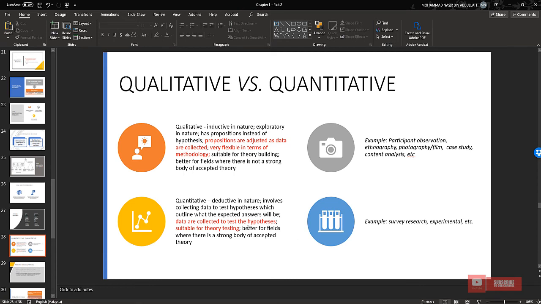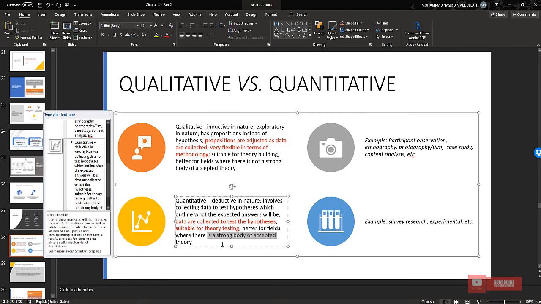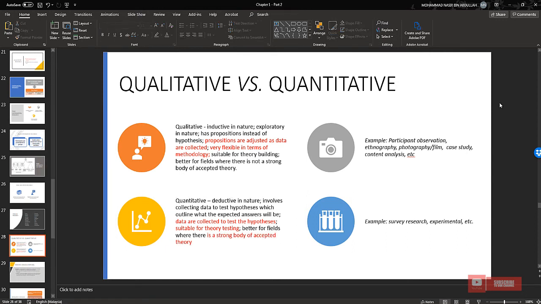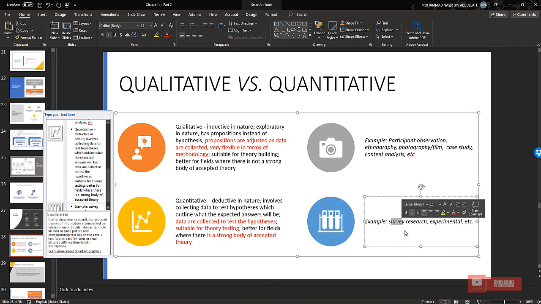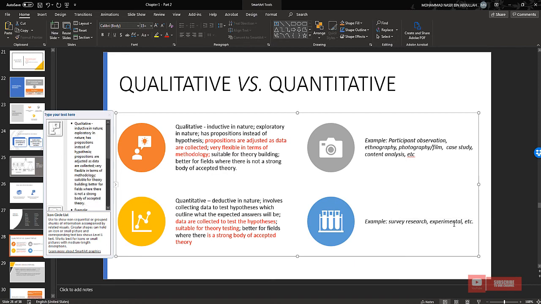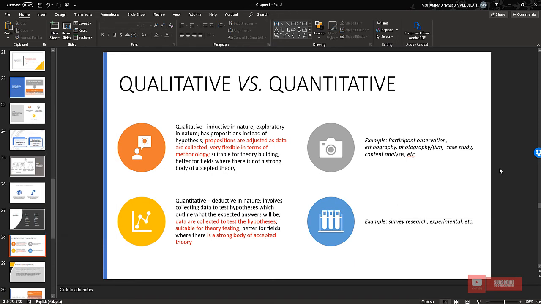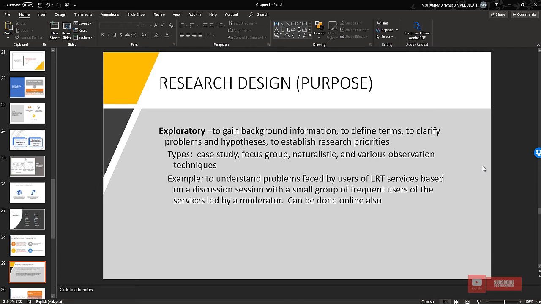It is better for fields where there's a strong body of accepted theory. So we already know there is a theory for the problem. We try to test the theory in the related problem. Examples of quantitative research are survey research, experimental research, etc. So research design, let's recap a bit, right?